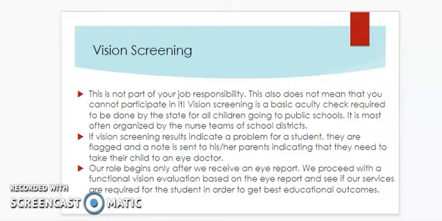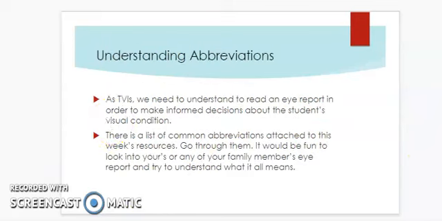So it doesn't mean that as soon as we get an eye report that indicates that the visual acuity is 20/70 or worse, we are going to provide services. We need to do a functional vision assessment, and then we recommend if our services are required or not. That's a basic understanding of vision screening. There are some resources in the Canvas. Just go over those.